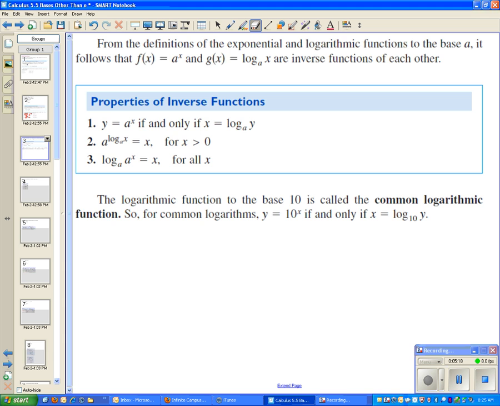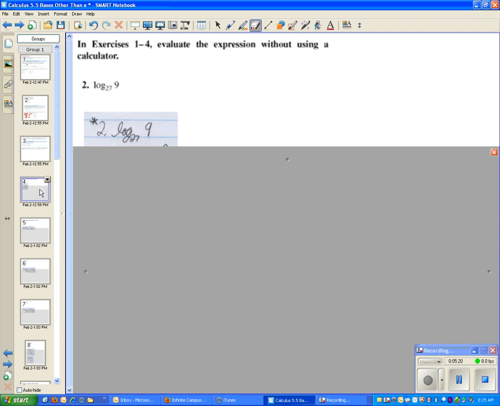Okay? Let's do a few examples, and I think you'll see that this is essentially what you did in the past. So if you turn to page 366, we'll do a few from your assignment. I'll begin with number 2. Evaluate the expression without using a calculator.